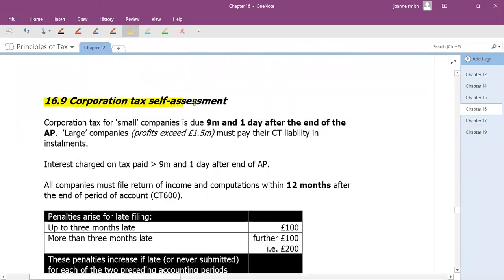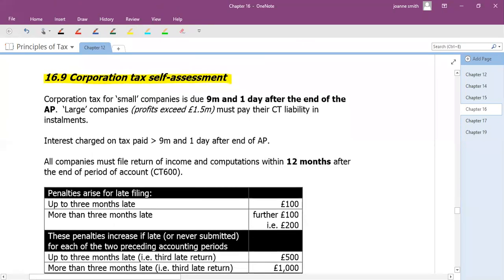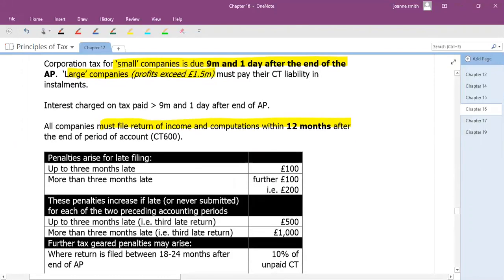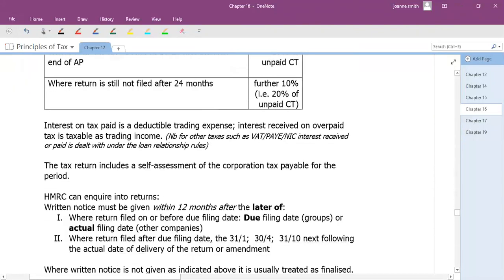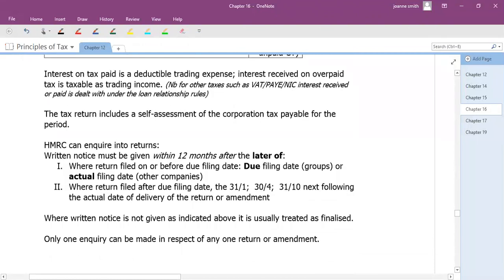And a lot of what you've got on here, we have already covered during the questions that I've done with you. So we have already talked about how any company other than the large companies, where their profits exceed the 1.5 million, you'll pay 9 months and a day. And if you are a large company, you pay in instalments. All companies must file a tax return, and if they don't do these things on time, there are various fines, as you can see there. So you can have a read through what the dates are.